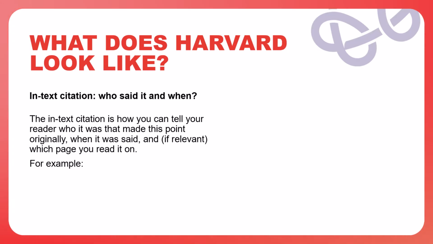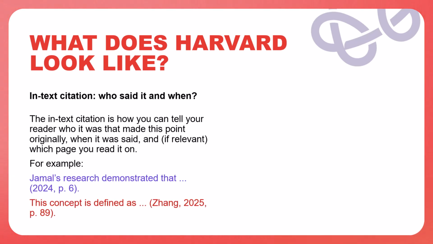Let's look in detail at that in-text citation. The in-text citation enables your reader to identify who said this originally, who provided you with this evidence, and when it was said. And there's some examples. So in this sentence, we're presenting some evidence from some research which was carried out by Jamal. Jamal's research was published in 2024, and the bit of information that we're presenting specifically can be found on page 6 of their research report.